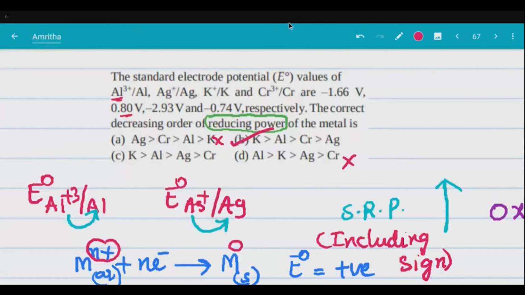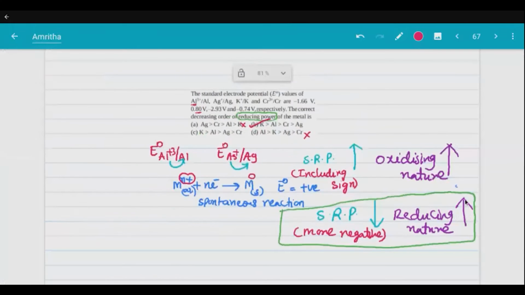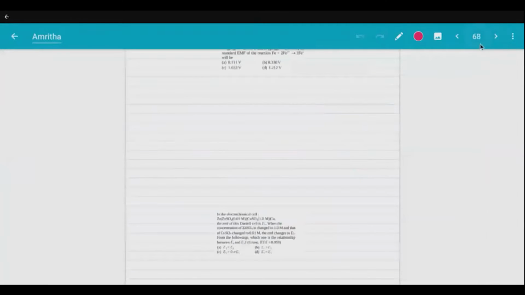It's a very important concept from electrochemistry. So option B is the right answer. I hope everybody understood. This point is very important, these two relations. For SRP values, we have to take the sign included. More positive means oxidizing nature is more; more negative means reducing nature is more. Okay. Next question to you.